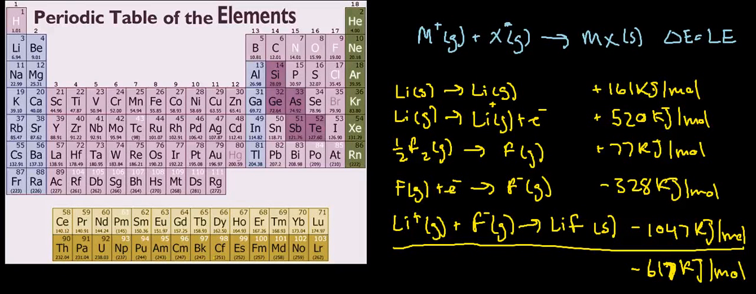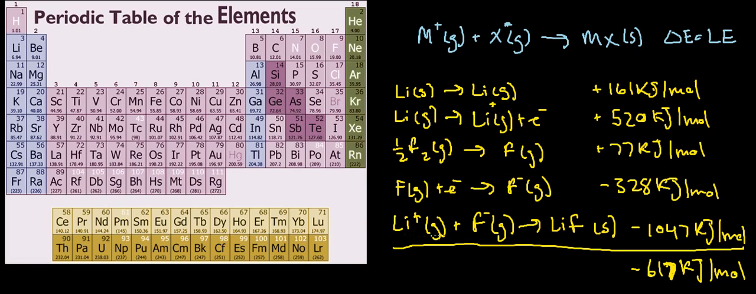Lattice energy is the change in energy when separated gaseous ions are packed together to form an ionic solid. Something in this form, a cation plus an anion, both in the gas phase, come together to form an ionic solid, and the change in energy is lattice energy.